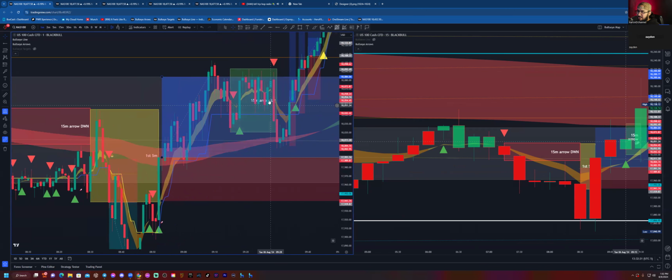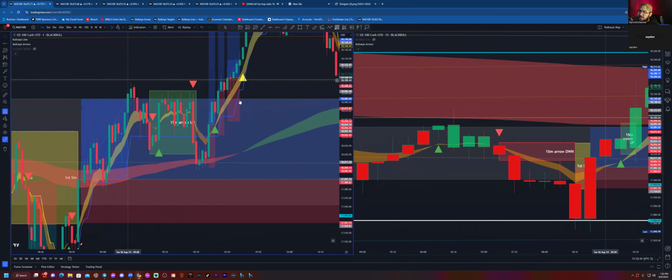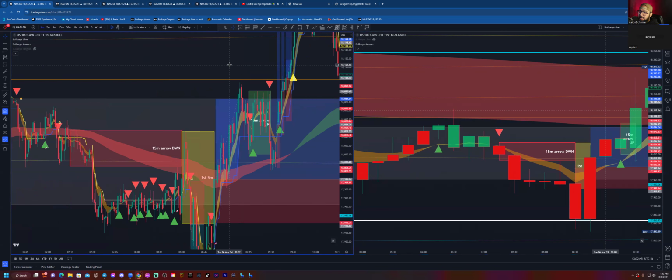And then we get some cloud touches. So you can see here, I took some scalps going up because we had a green arrow print on 15. Now we're in a red cloud on 15. So what are we doing? We're looking to see if price wants to come touch the top of that cloud. In this case, Tuesday was absolutely good for the buys.